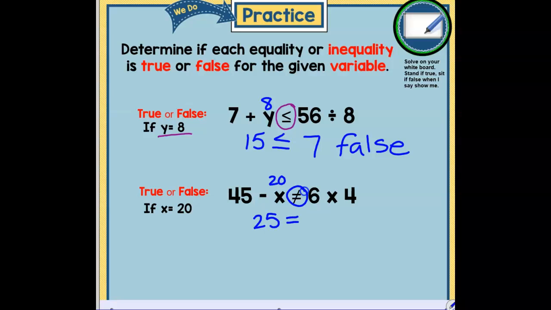Is 25 not equal to the product of 6 and 4? Well, let's see. 6, 12, 18, 24. Is 24 not equal to 25? That is a true statement. They are not the same value. So that would make it true.